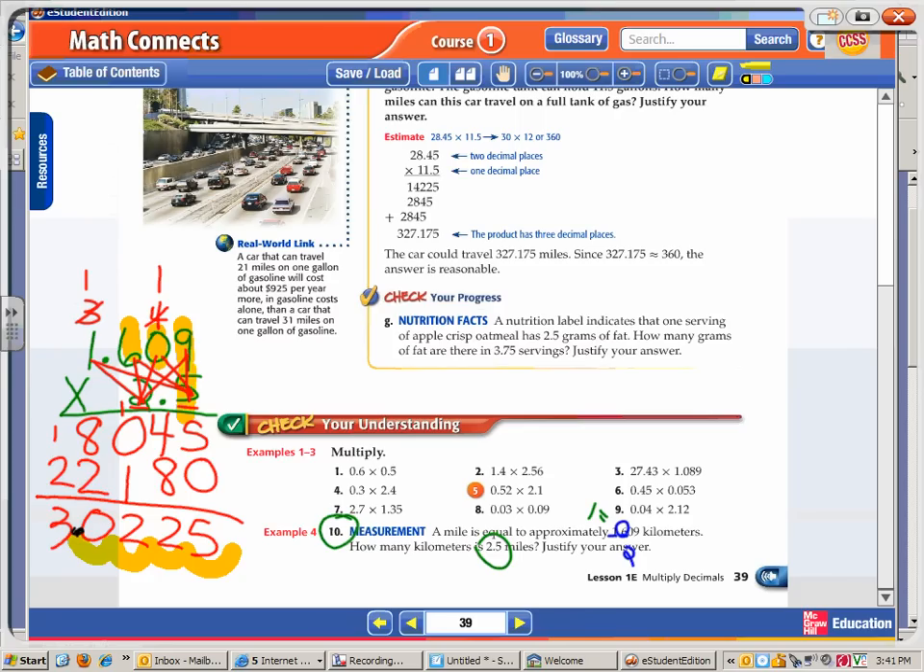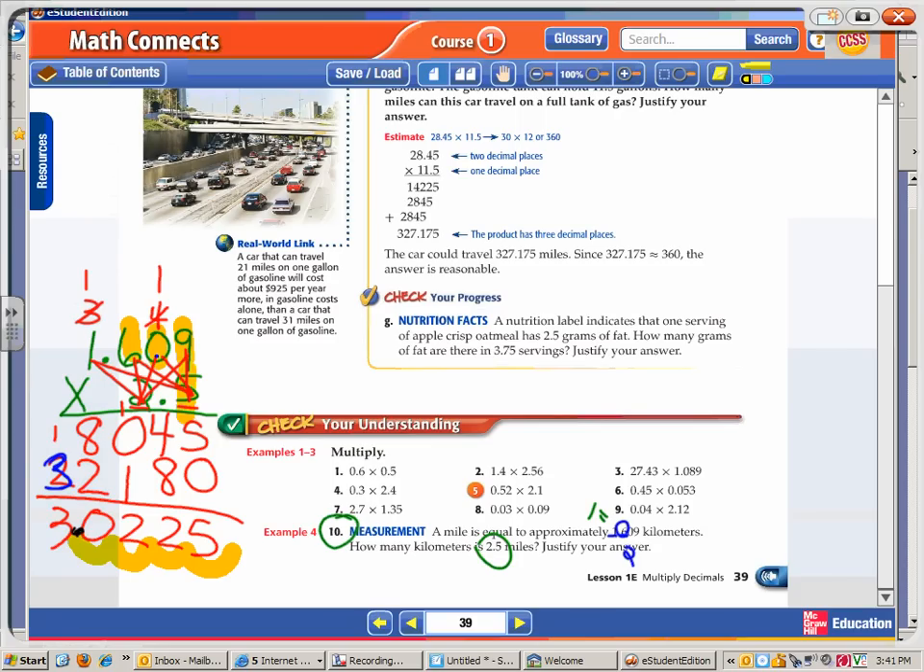5 times 9, 45, carry the 4. 5 times 0, 0 plus 4. 5 times 6, 30, 3, and 8. Now let's multiply 2 times 9, 18, 0, and 1. 2 times 6 is 12, and 2 times 1 is 2, plus 1, there it is, 3. Here we go. Okay, so that's how estimation comes into play.